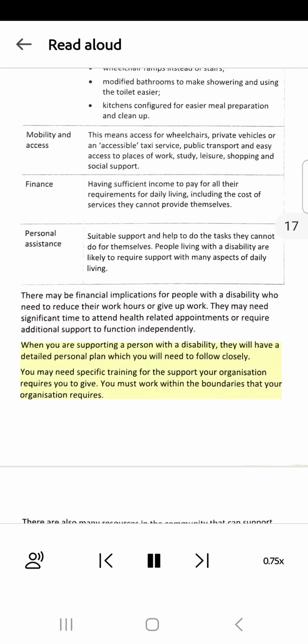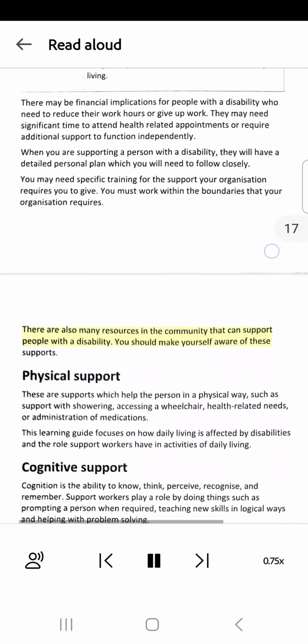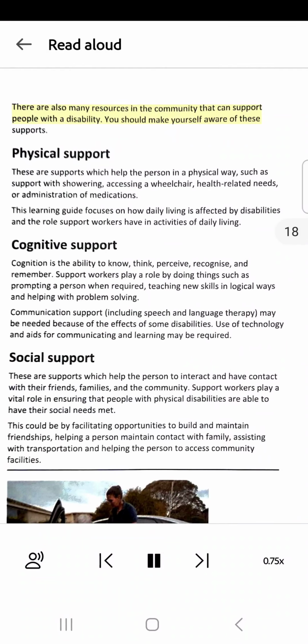When you are supporting a person with a disability, they will have a detailed personal plan which you will need to follow closely. You may need specific training for the support your organization requires you to give. You must work within the boundaries that your organization requires. There are also many resources in the community that can support people with a disability. You should make yourself aware of these supports.